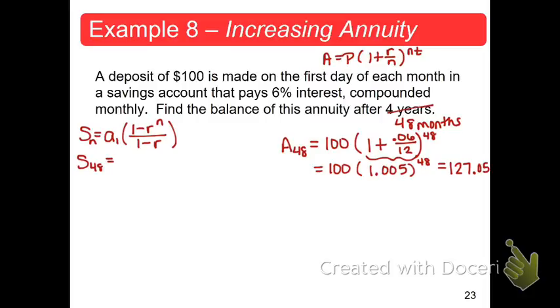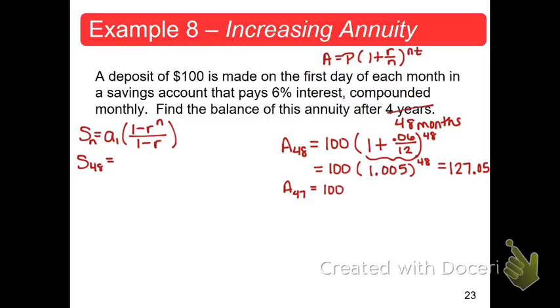So that $100 they started out with, the very first deposit, at the end of 4 years is now worth $127.05. So you earned $27 on it. What about the next deposit he makes? Now how long is that one going to be in there? 47 months. So let's find that.